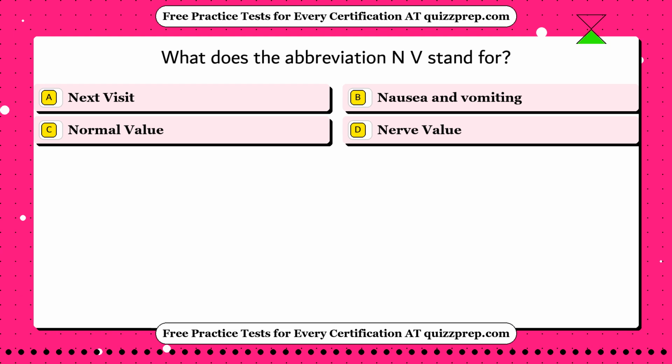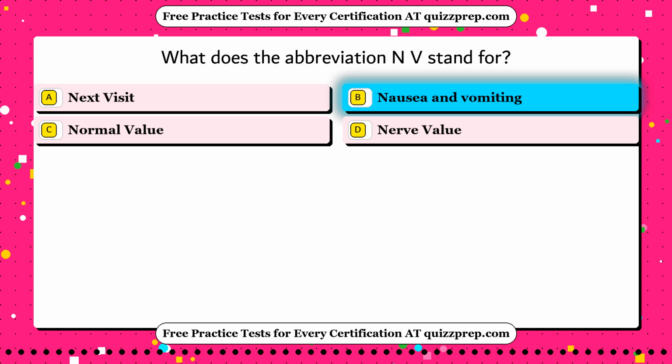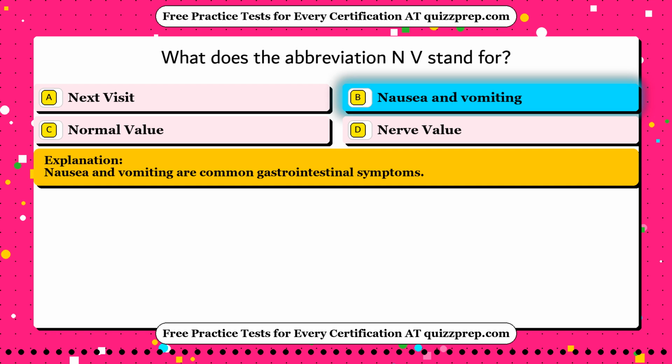Question 63. What does the abbreviation NV stand for? Option A, next visit. Option B, nausea and vomiting. Option C, normal value. Option D, nerve value. The correct answer is option B, nausea and vomiting. Nausea and vomiting are common gastrointestinal symptoms.